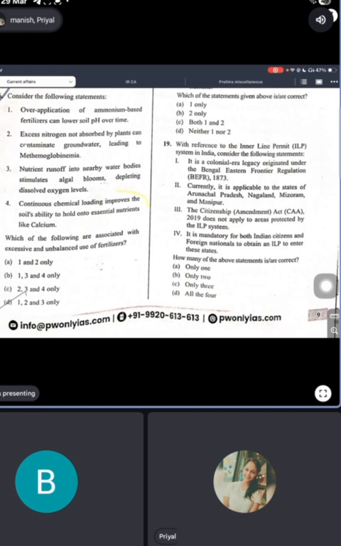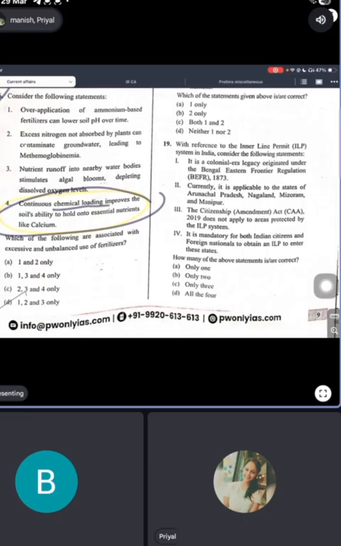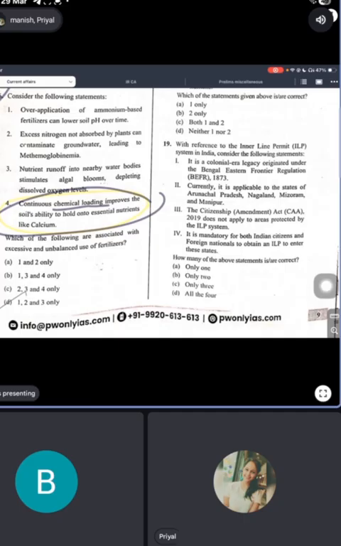I think that they have made a blunder actually. See what they have done here. Continuous chemical loading is negative. Negative one. Yes. So suppose that you know what I'm saying. If you give the plant chemicals, it will, just think like that, guys.